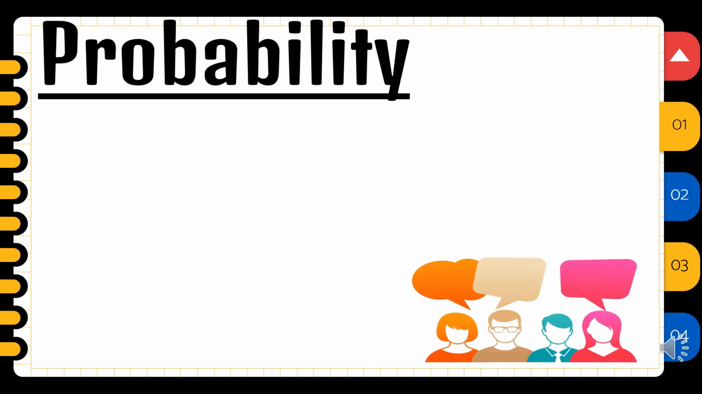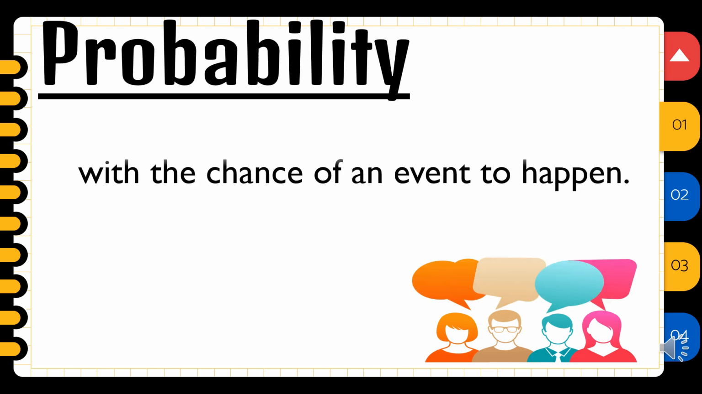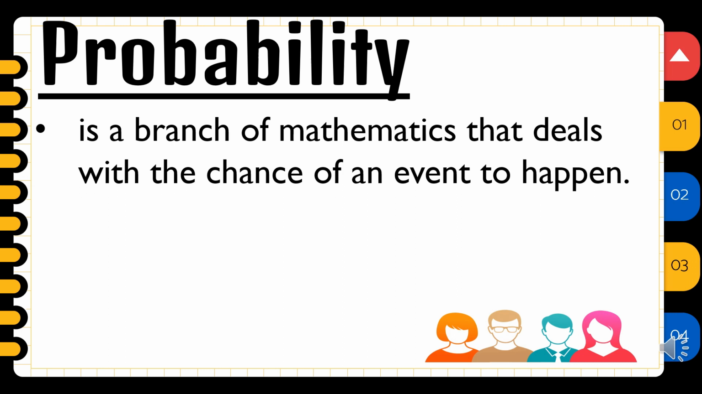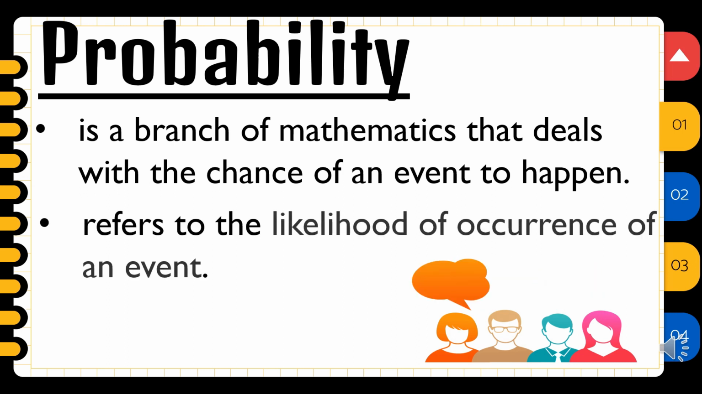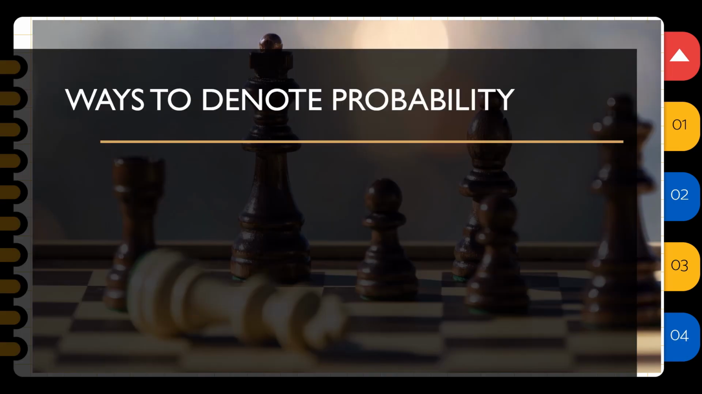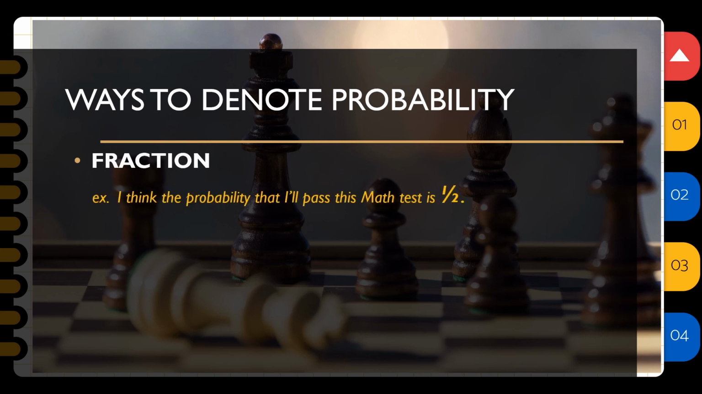Now, what is probability? Probability is a branch of mathematics that deals with the chance of an event to happen. Also, it refers to the likelihood of occurrence of an event. There are several ways in writing or expressing probability. We have number 1 in fraction form. For example, I think the probability that I will pass this math test is 1/2.